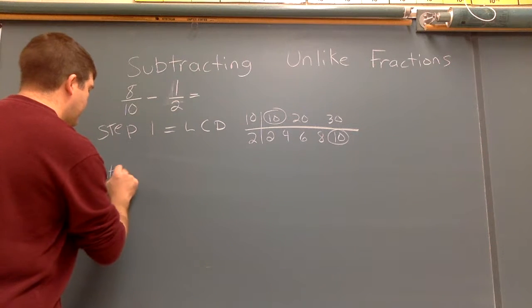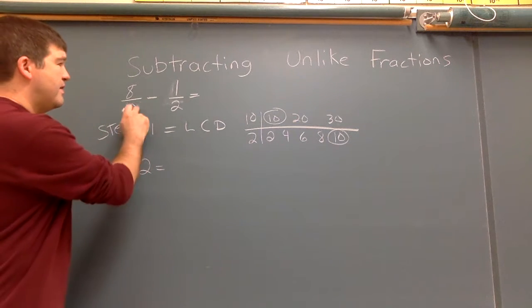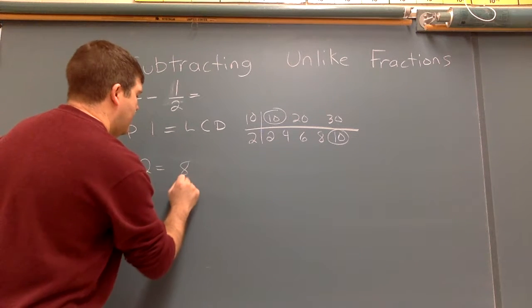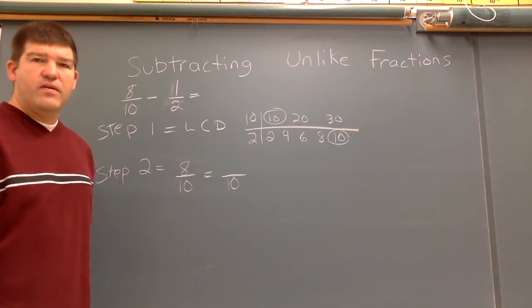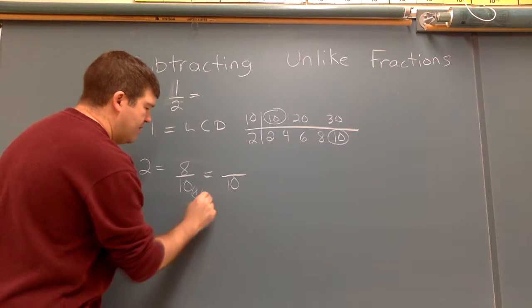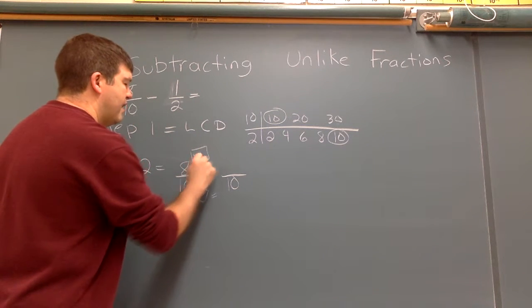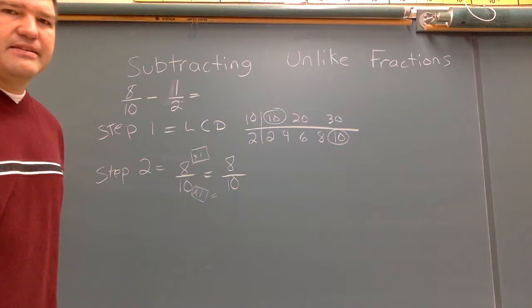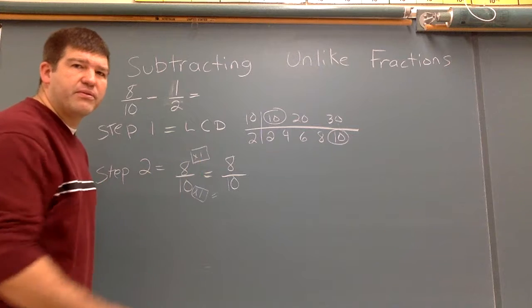Now, step two is to make fractions that are equivalent to these that each have the denominator of 10. So, 8 tenths equals something over 10. And I go times what equals 10? Well, 10 times 1 equals 10. So I do the same on the top. 8 times 1 equals 8 tenths. Okay? And we know that 8 tenths already has the 10 as the denominator. But I did that just to follow through on my steps.